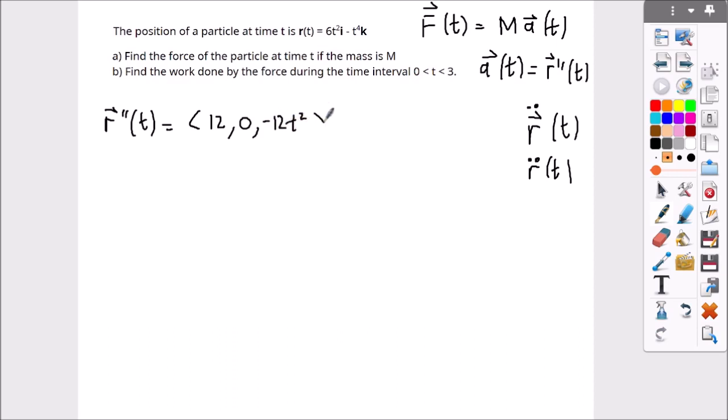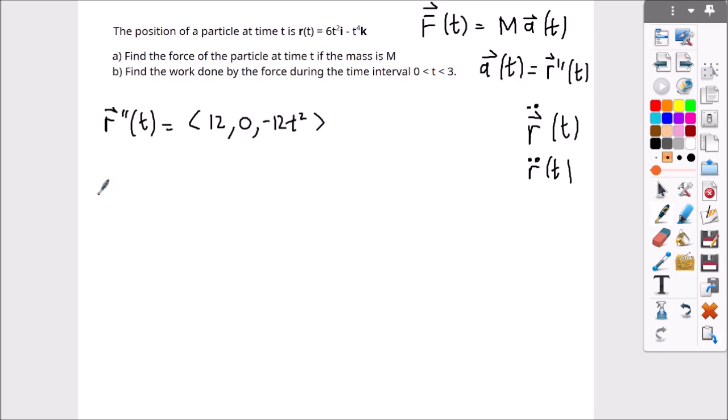Why is there a 0 here? Because it's i hat and k hat, not j hat. So it doesn't move in the y direction. It just moves in the xz direction. The xz plane? Yeah, the xz plane. So 12, 0, minus 12t squared.